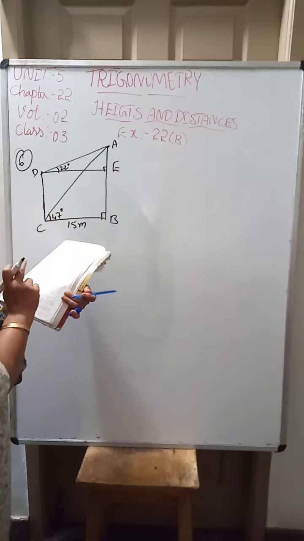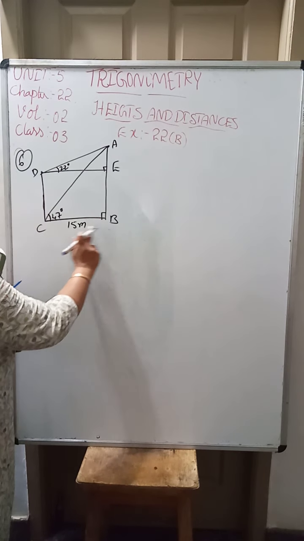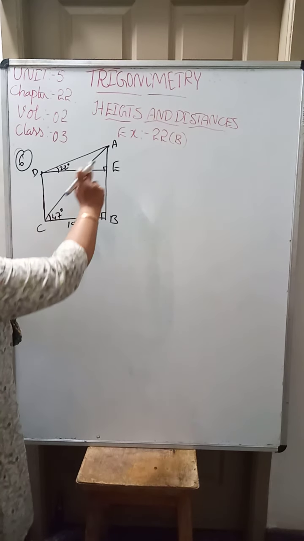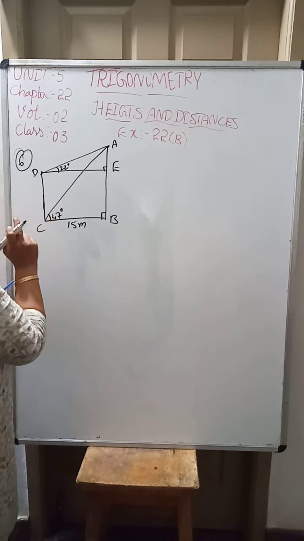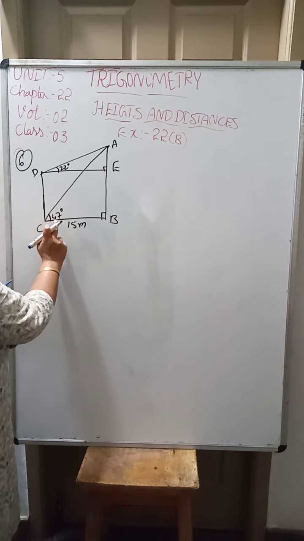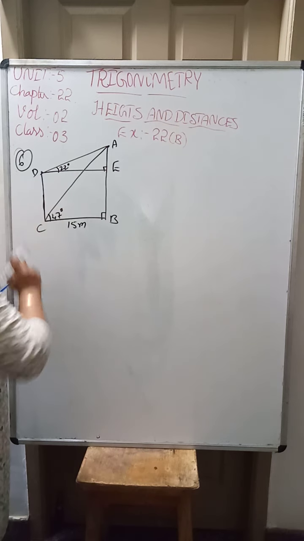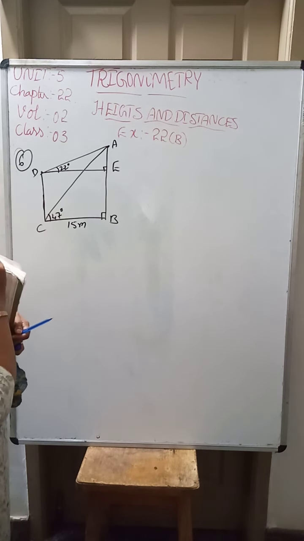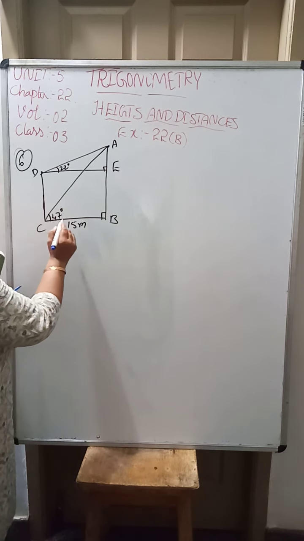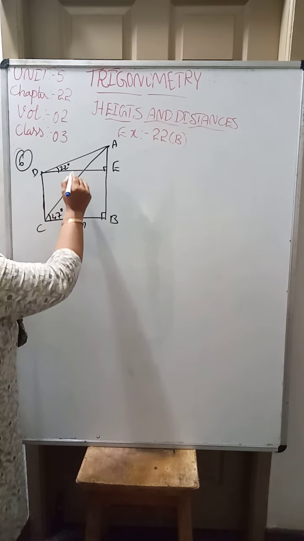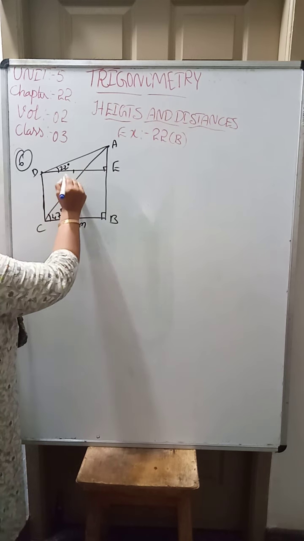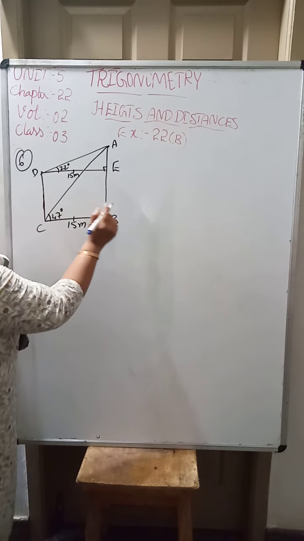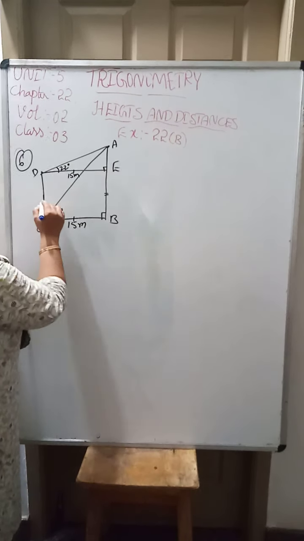Here it has been given CB is 15 meter, ADE is a 22 degree angle of elevation, and ACB is a 47 degree angle of elevation. Now, children, keep in your mind here BC is equal to DE. If this is 15 meter, this is also 15 meter. And BE is equal to CD.